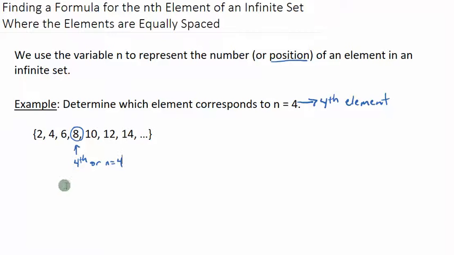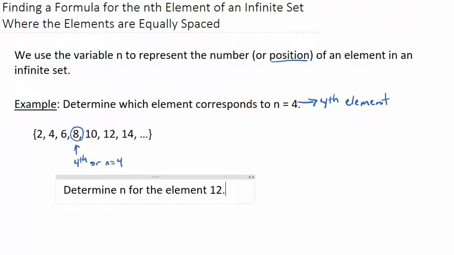Let's ask another question in relation to this set. Determine n for the element 12. So I need to know the position of 12. So that's 1, 2, 3, 4, 5. It's the sixth position. The sixth element. So n equals 6. So hopefully you have an understanding of what n represents now in these infinite sets.